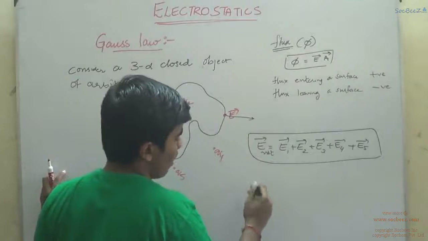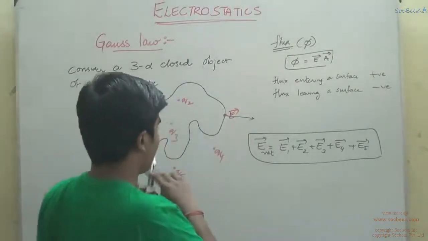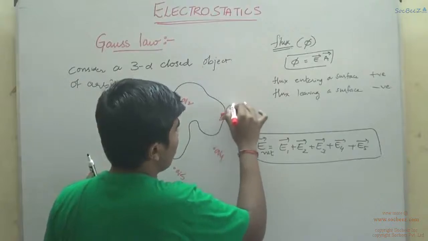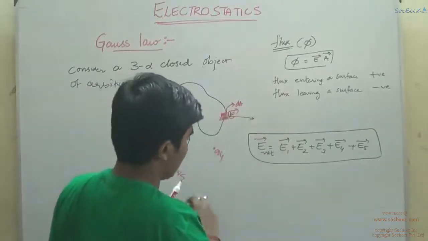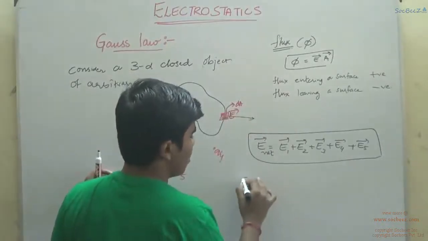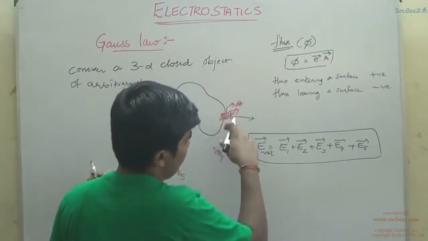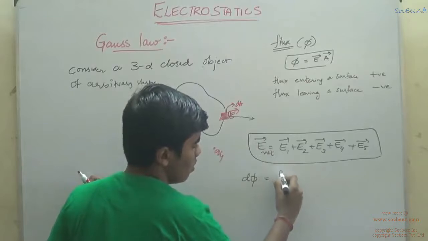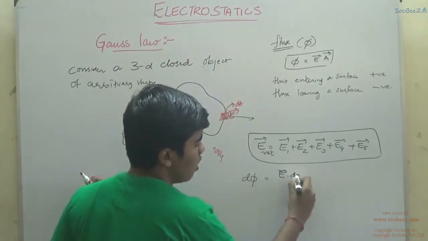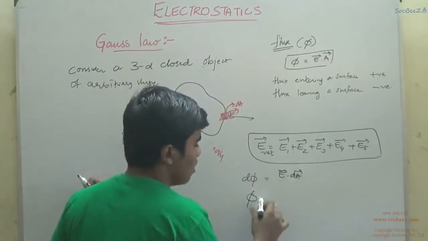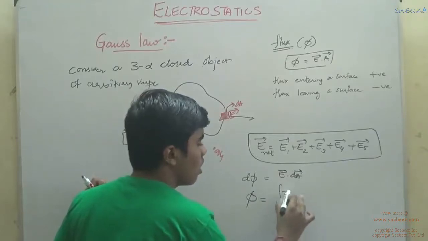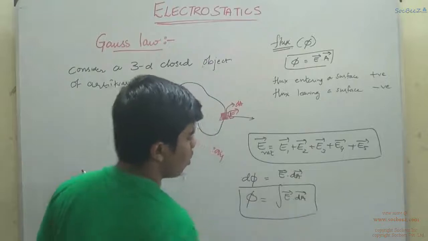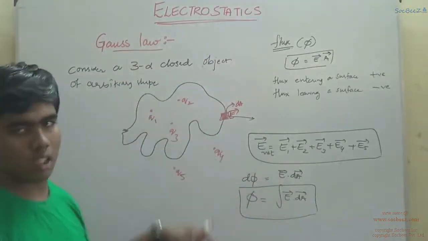So, if we try to calculate the flux, considering this to be a very small area of dA magnitude, the flux due to this small element is E vector dot dA vector. So the total flux would be the surface integral of this. Note that this electric field is due to all the charges present.